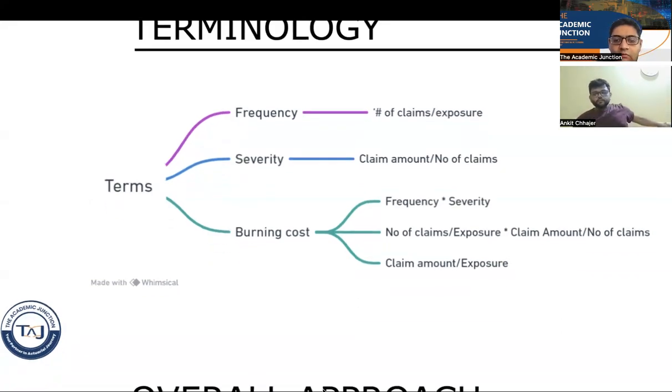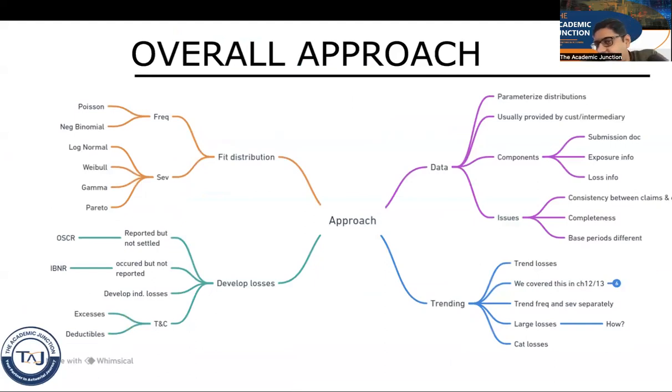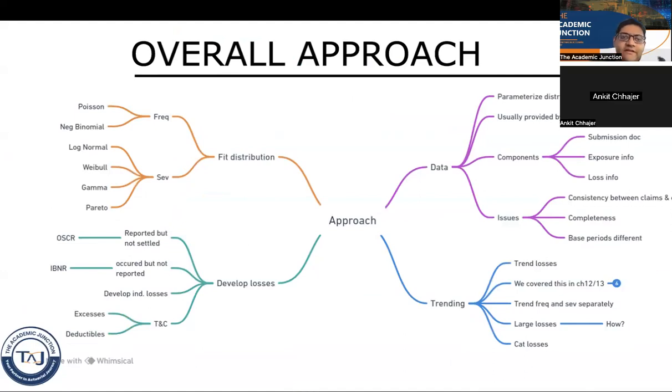So the overall approach for both burning cost modeling and frequency severity modeling is the same. It is just that frequency severity modeling is a slightly more tedious approach because it has two components, a frequency component and a severity component. You have to model the two components separately, which creates a lot of time constraints for you, right? But the overall approach is pretty much the same. It starts with data requirements, right? So the data is required.